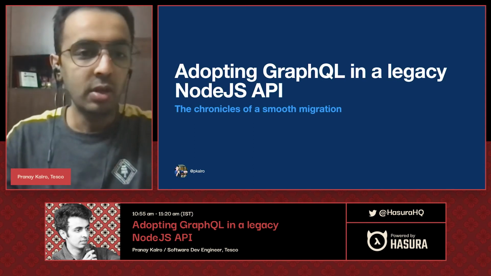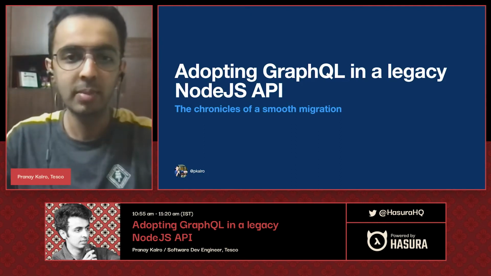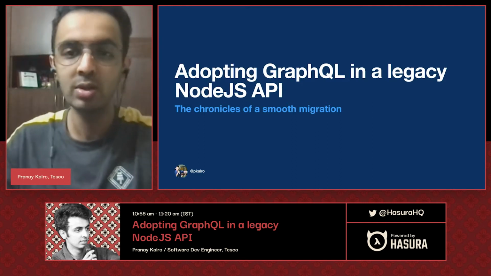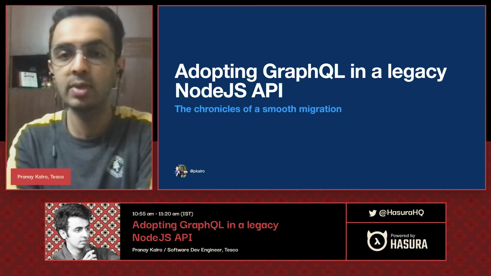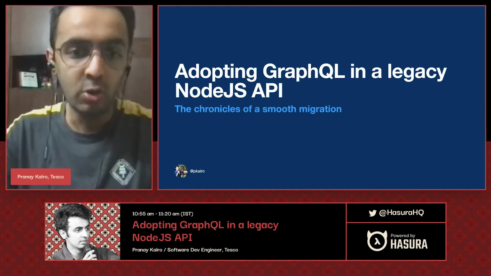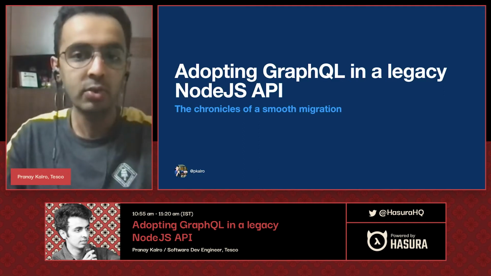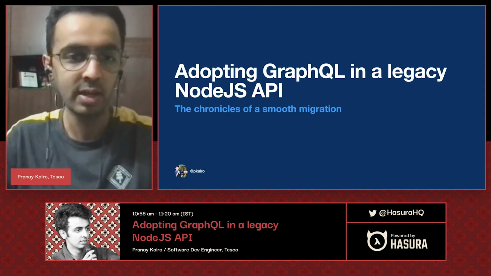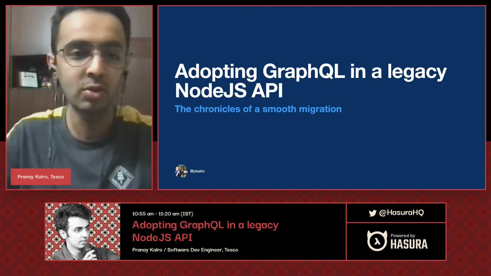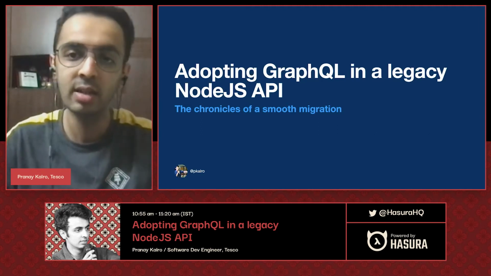Today I'm going to be talking about a very important topic that my team faced and went through. It was a challenging time for us where we decided to do something that was not really a popular opinion. The topic is adopting GraphQL in a legacy Node.js API. I'm going to walk you through the chronology of what we went through, the challenges we faced, and the toolkit that we used.